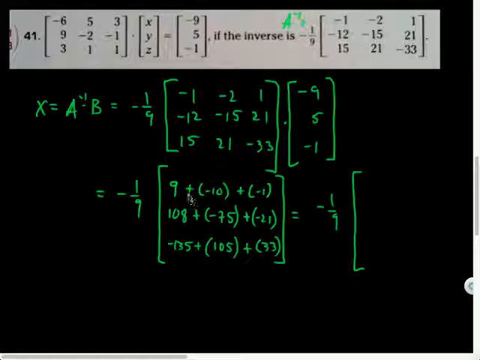So that's going to be negative 1/9 times, here we go, 9 and negative 10 is negative 1, and another negative 1 is negative 2. Hopefully this has some fraction answers to it, friends. 108 minus 75. So 100 minus 75 is 25, plus that extra 8 would be 33, minus 21. Did I do that right? Let's see, 33 and 21. No, it's 12, isn't it? Yeah, 12, okay. At least I caught that mistake.